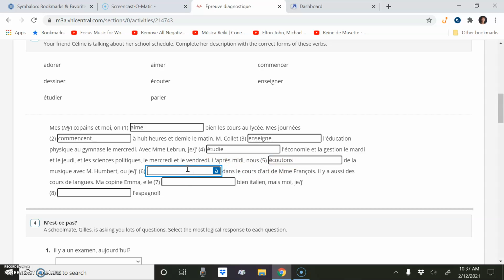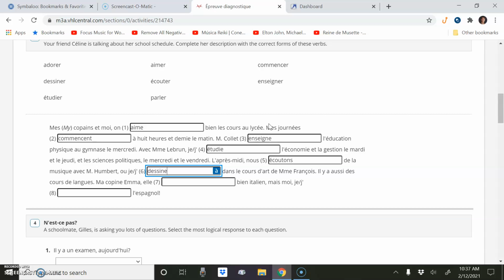Nous écoutons de la musique avec Monsieur Humbert, où je blank dans le cours d'art. What do I do in art class? Now, again, a couple of these could work. You could talk in art class. The best one is probably to draw, though. Let's use dessiner. Dessiner is to draw. So take off the R. Je dessine dans le cours d'art de Madame François.